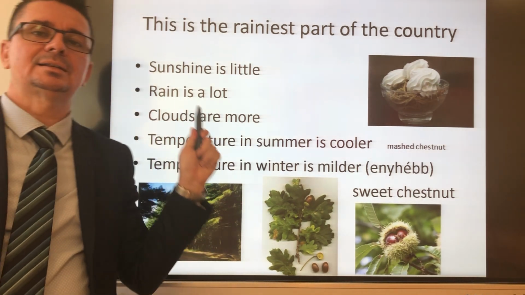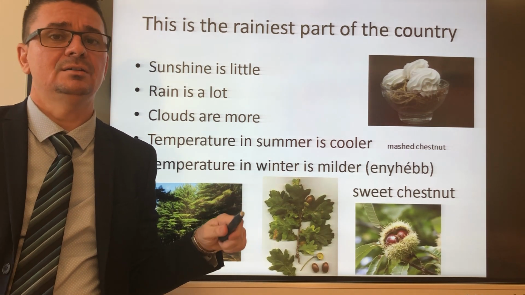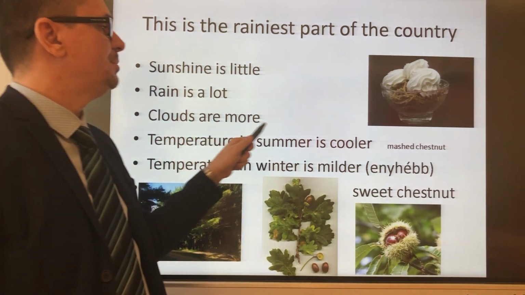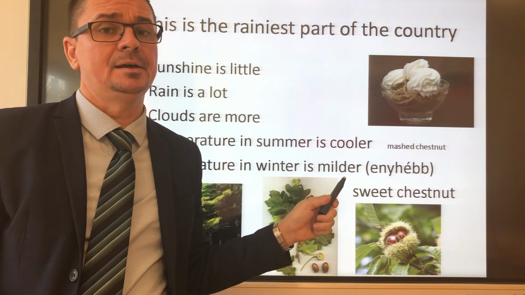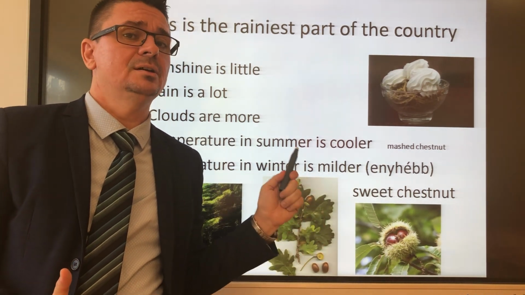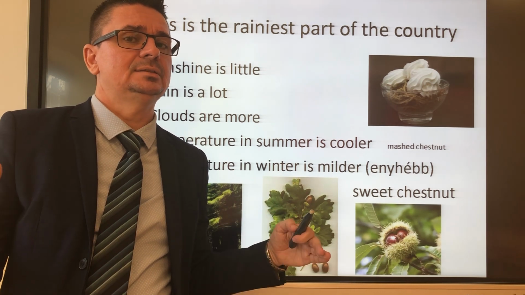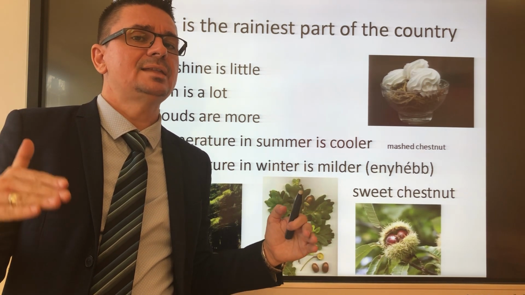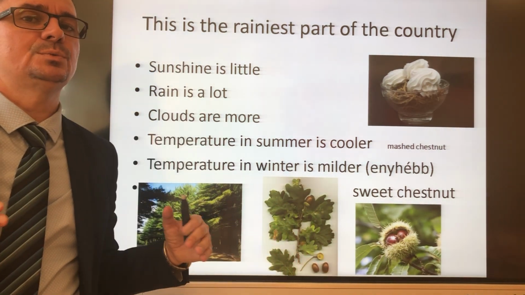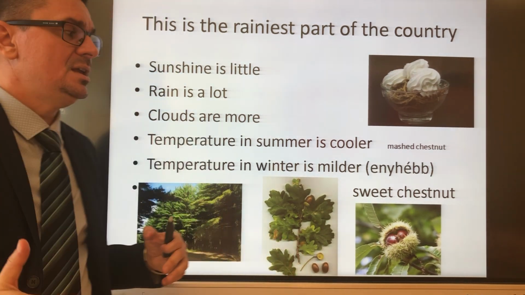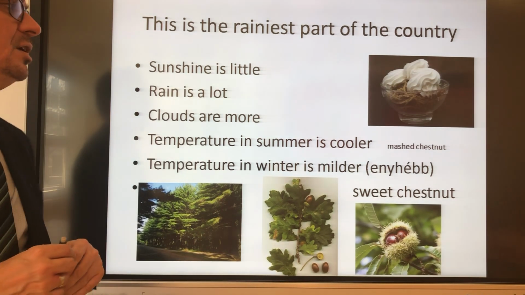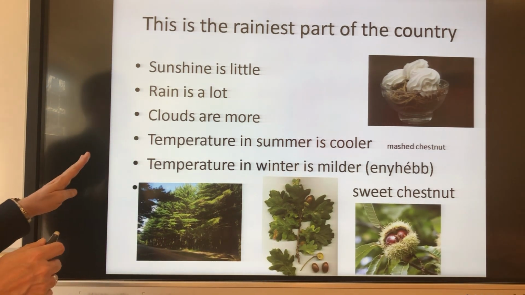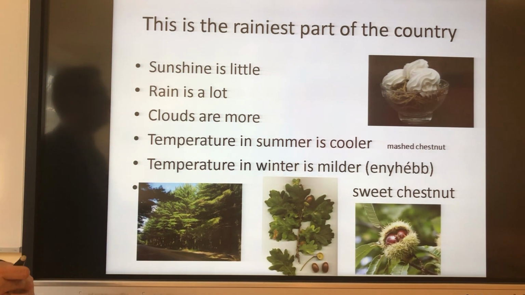And because it's cloudier here than elsewhere in Hungary, it's a bit cooler in summer, and winter temperature is milder. You know, the ocean is closer, and the ocean is like a gigantic heater. It cools down really slowly as winter sets in, so it means that winters are not so cold in the westernmost part of Hungary, but it is the rainiest region.